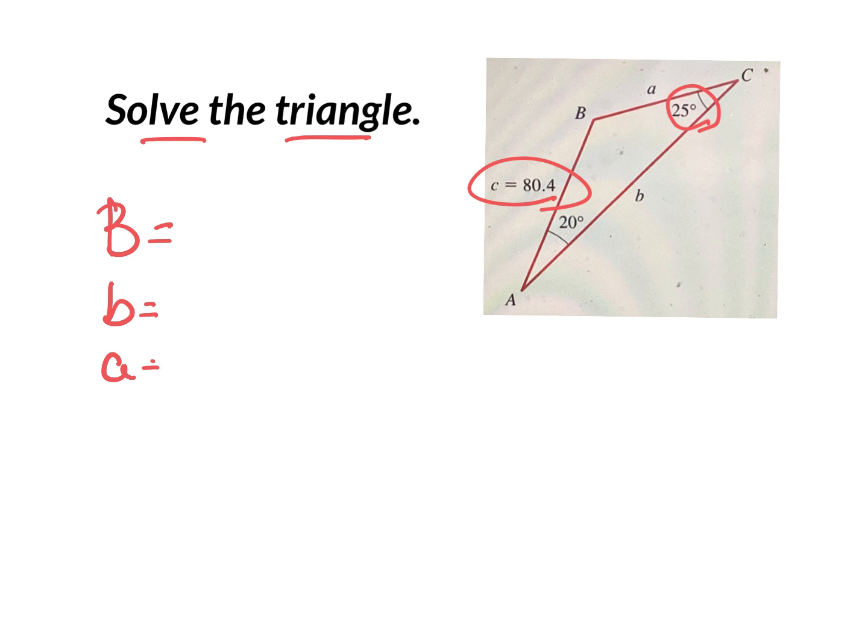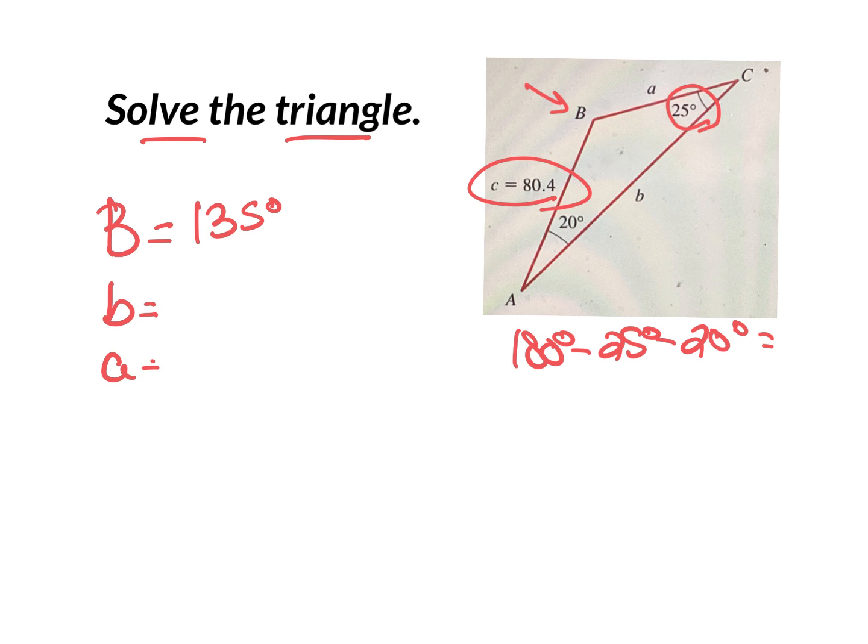Before I do that though, I do know what angle B is. Just now it hit me. Remember, all three angles in the triangle add up to 180. So I'm going to do 180 minus 25 minus 20, and whatever that leaves me with is going to be angle B. When I do that subtraction, I'm getting 135 degrees. So for that one, you don't even have to use law of sines.